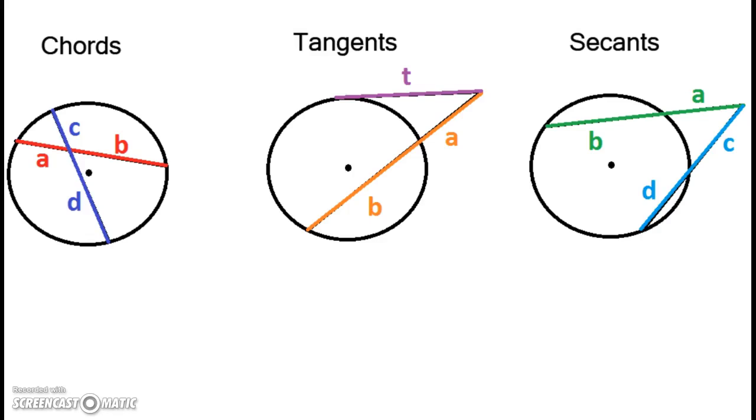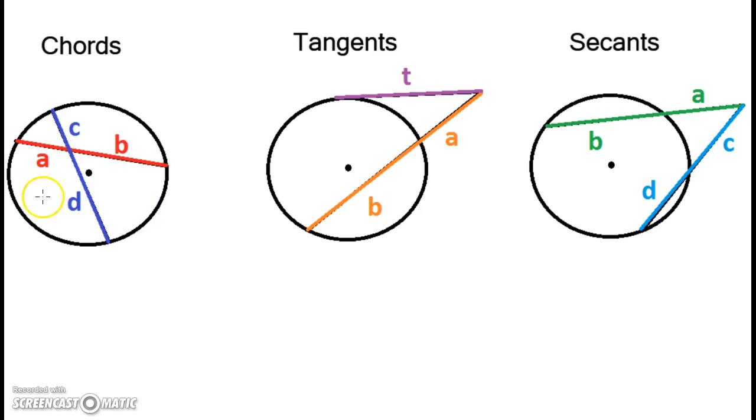This video is about the segments that are formed inside of circles. So in this first picture, we have some segments that go all the way across the circle, but do not go through the center. Those segments are called chords. And we can use a relationship among the sides of the chords in order to solve for missing pieces.